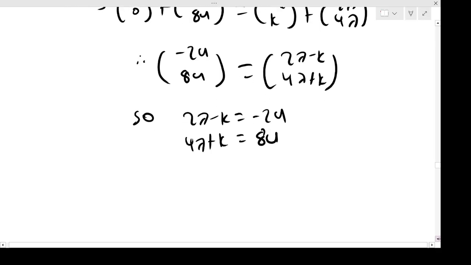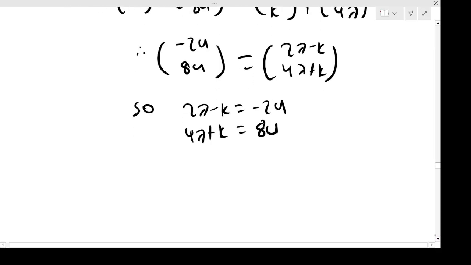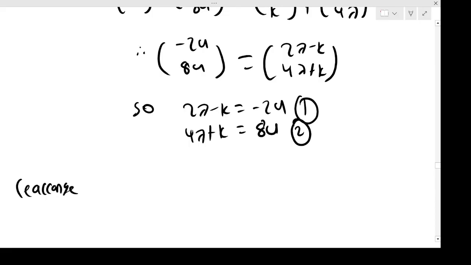So let's just rearrange to get all of them in terms of one of them. If I call this equation 1 and 2, and I now focus on the first one, so rearrange the first one. So 2 lambda minus k is minus 2u.